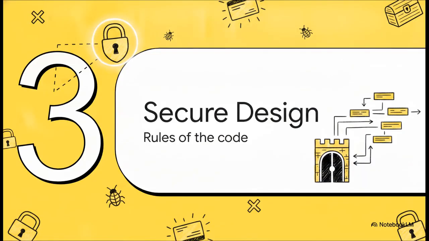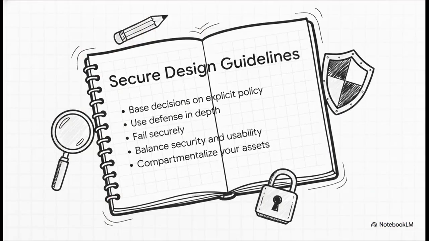Okay, on to Section 3, Secure Design and Programming, the rules of the code. Look, there's no magic wand for system security, but there are some battle-tested best practices. The textbook lays out 10 secure design guidelines. These cover things like basing your decisions on an explicit security policy, using defense in depth, failing securely, balancing security with usability, logging user actions, and compartmentalizing your assets. Now, Edgevo students, listen up and grab a pen. You absolutely need to commit at least 5 of these guidelines to memory for your final exam. That's a guarantee. Let's zoom in on a couple of the absolute non-negotiables right now.